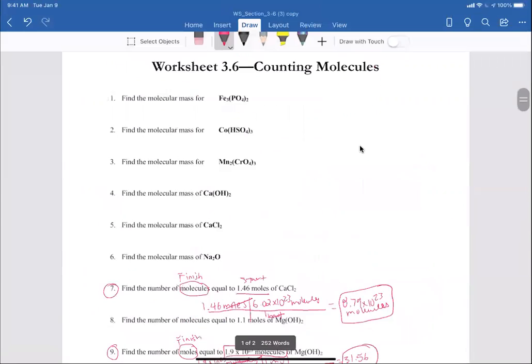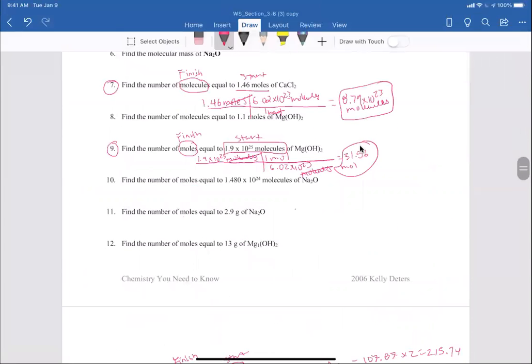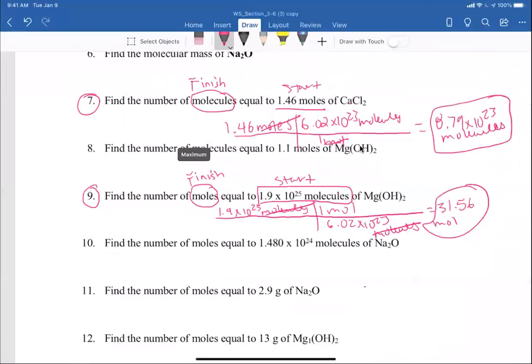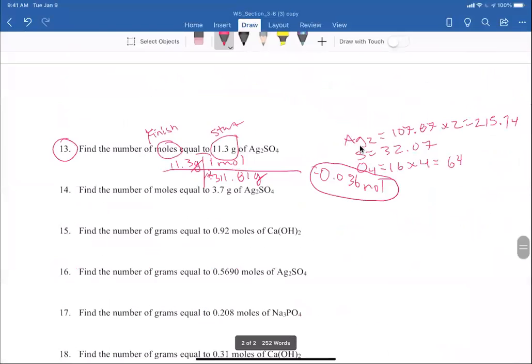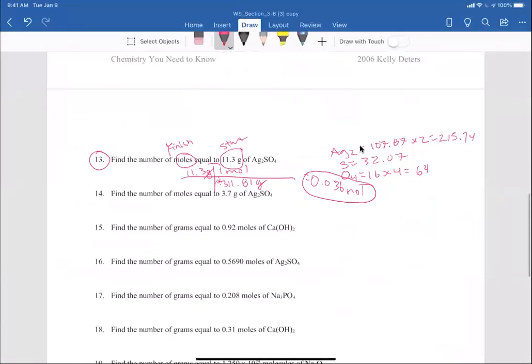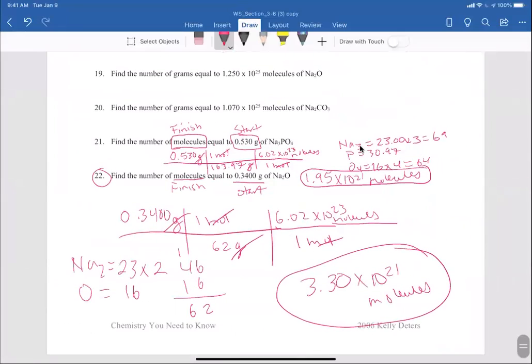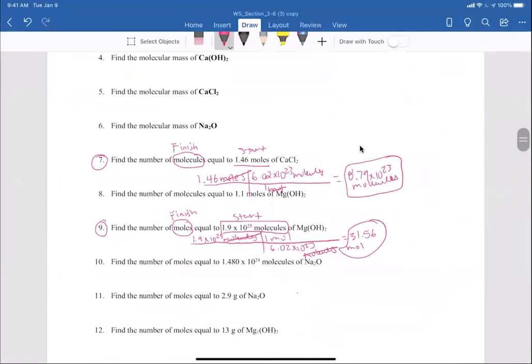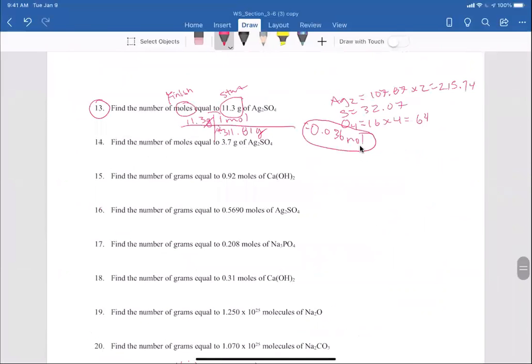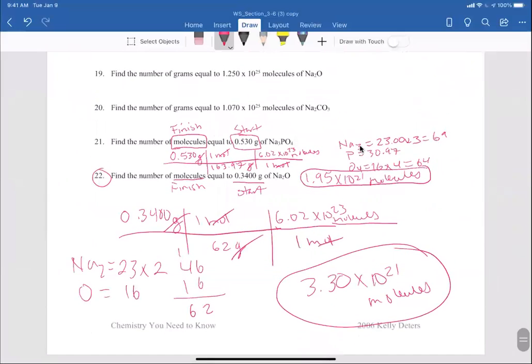All right, guys. So this is basically the way your quiz is going to go. I'm going to tell you exactly how it's going to go. You're going to have one question like 7 or 9, which are the same type of question anyways. You're going to have one question like 13. You're going to have one question like 21 or 22. So it's 3 questions total.